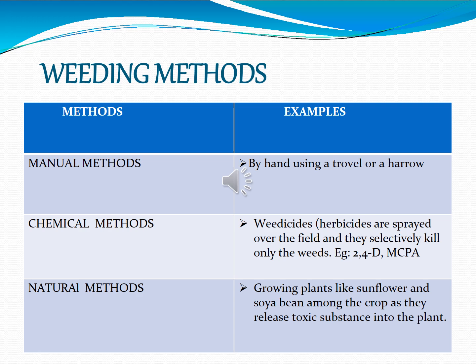Examples of weedicides are 2,4-D, that means 2,4-dichlorophenoxyacetic acid, and MCPA, 2-methyl-4-chlorophenoxyacetic acid. These are the chemicals used to kill the weeds. In the natural method, they grow plants like sunflower and soybean among the crop, as they release toxic substances into the soil and kill the weeds.